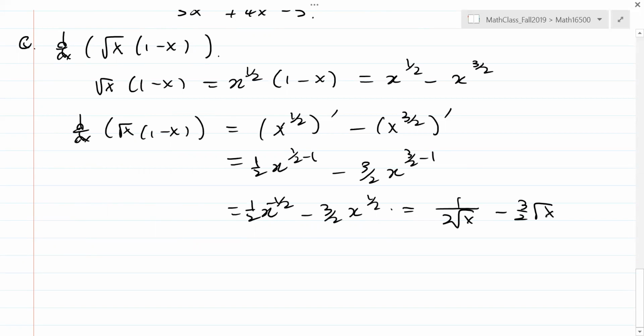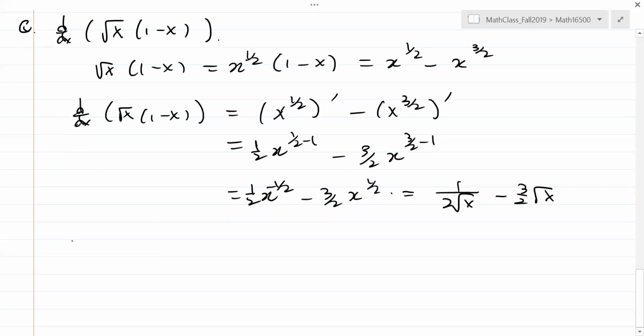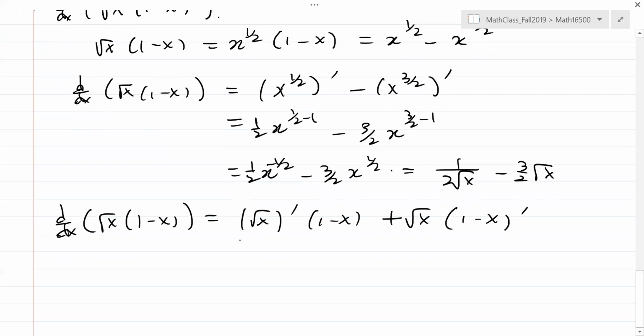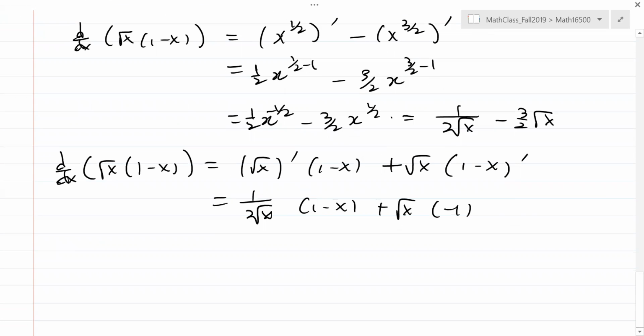But you can also use the product rule to find the derivative. You should be able to get the same answer. So the product rule here is going to be the derivative of square root of x times (1 minus x), plus square root of x times the derivative of (1 minus x). So that is going to be 1 over 2 square root of x, which we already got before. And the derivative of 1 minus x is just -1.